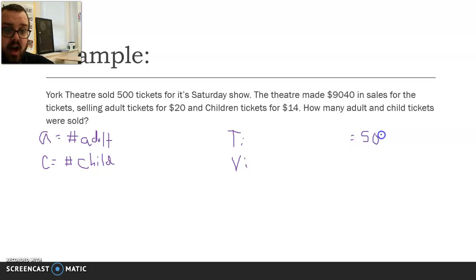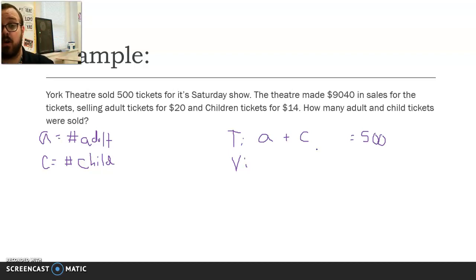In terms of how much of each thing I have, again, I'm going to jump back to my variables. They tell me how many adult tickets and child tickets I have. I have A, adult tickets, and I have C, child tickets. Again, those are basically unknowns. That's what I'm solving for. I'm going to figure that out when I solve this problem. So this equation is going to be A plus C equals 500. 500 total tickets, okay?